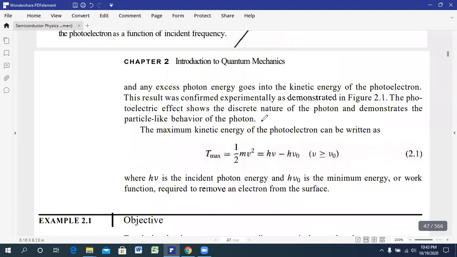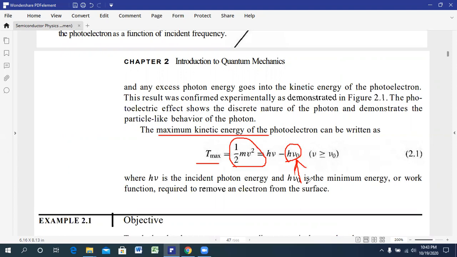Now, I have already discussed these things. The maximum kinetic energy of the photoelectron, T max, can be written as half m v square equals h nu minus h nu naught. Here m is the mass of the electron and v is the velocity of that electron. This nu naught is known as the work function.